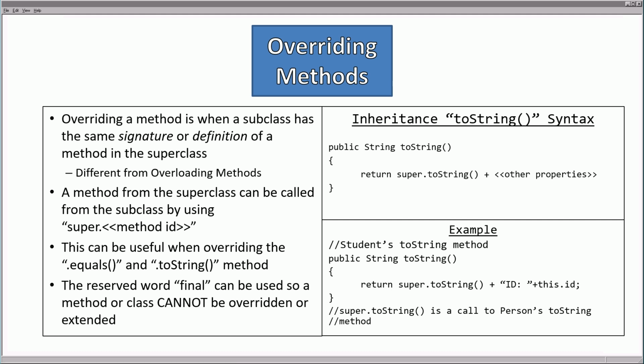Overriding methods is when a subclass has the exact same signature or definition as the method in the superclass. Now, this is different from overloading methods.